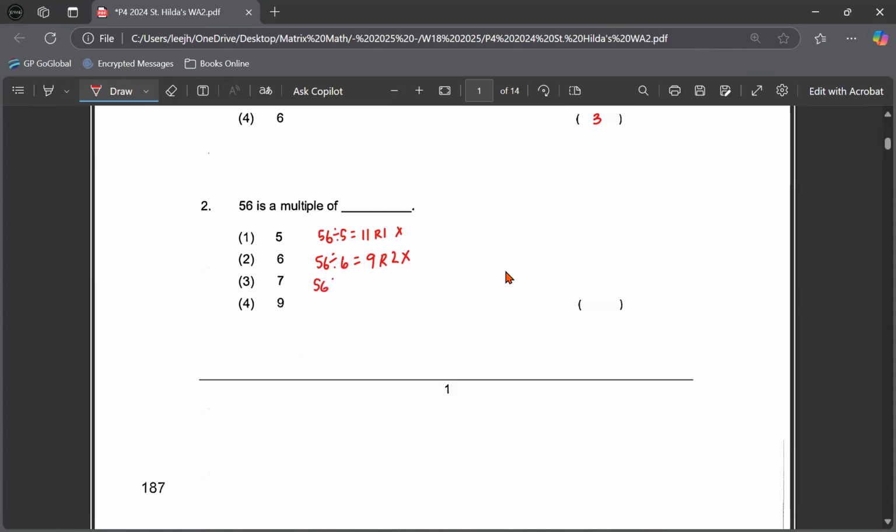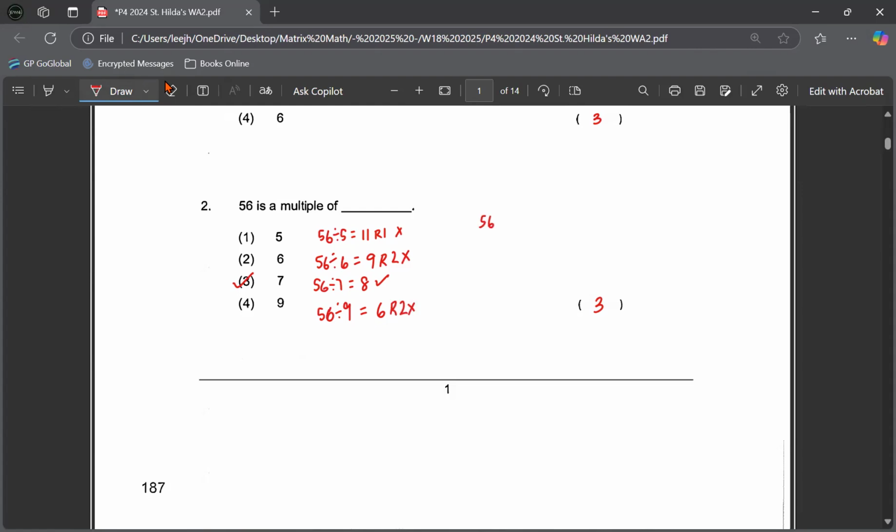So what about 56 when you divide by 7? Okay, not 8. This is 56 divided by 7. So 56 divided by 7, you get exactly 8. So it would be option 3. If you want to try, ask yourself, can 56 divide by 9? You cannot. I mean, you can divide, but there's 6 remainder 2. So not this as well. Some of you will do this.